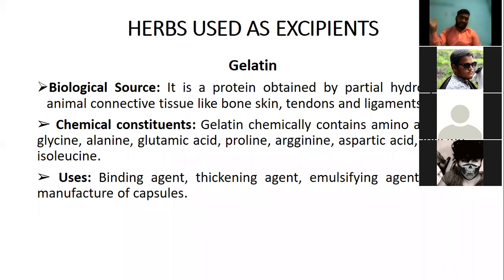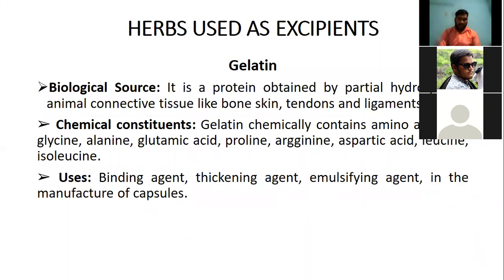If you visit any pharmaceutical industry, in India the topmost company is ACG Capsules, and there they use gelatin. For the preparation of capsule shells, whatever capsule you are taking is prepared from gelatin. Gelatin is obtained from skin and bone. Then arginine, aspartic acid, glycine, alanine, glutamic acid, proline, and isoleucine are the chemical constituents present in it.